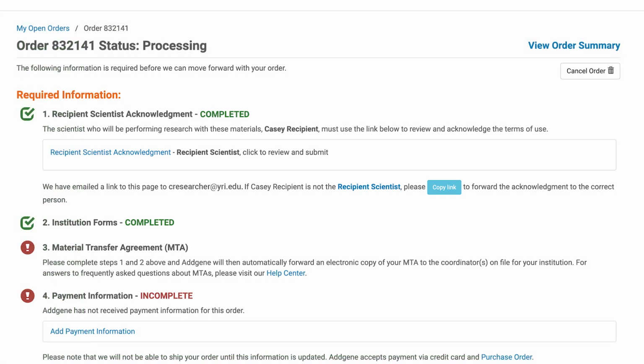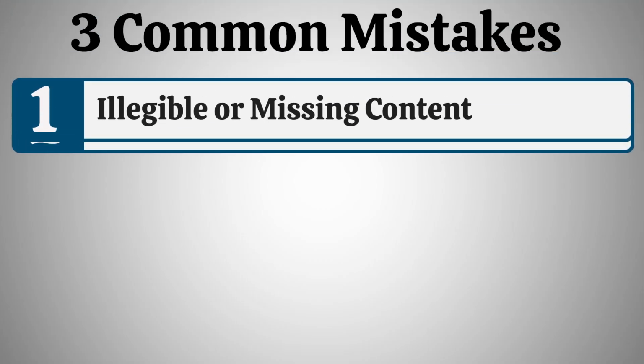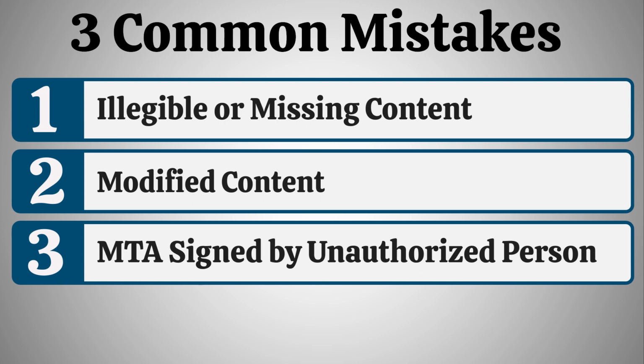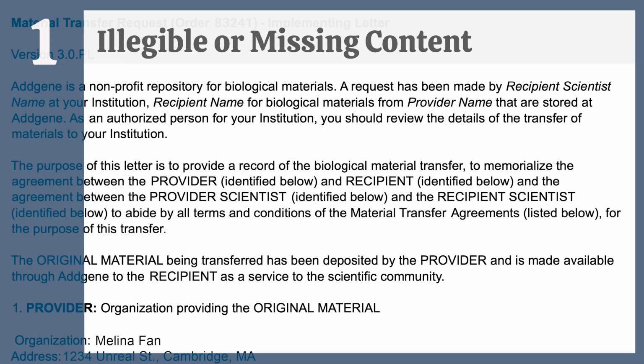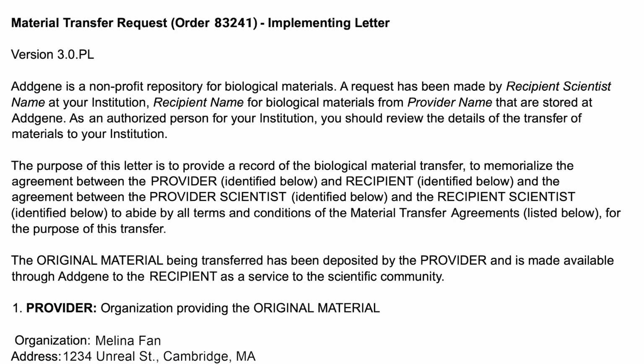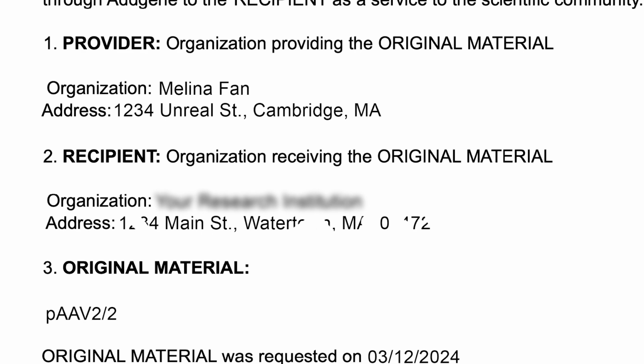An MTA may need more attention before we can process an order. There are 3 common but avoidable issues that can delay an order. First, content that is illegible or missing. All terms must be legible and complete in order for the document to be approved. If any text is cut off or blurry, or pages are missing, we will not be able to accept your submission.